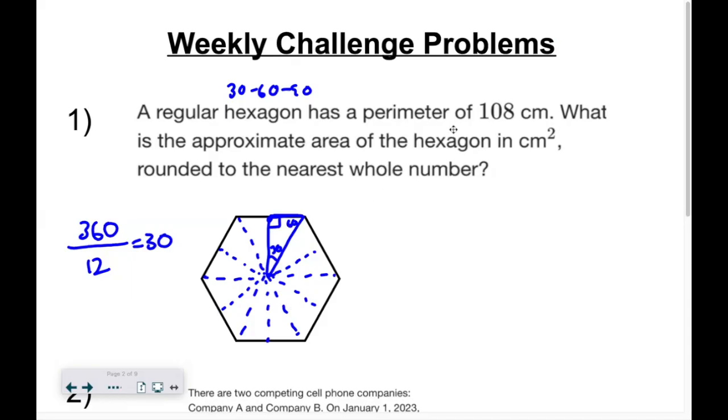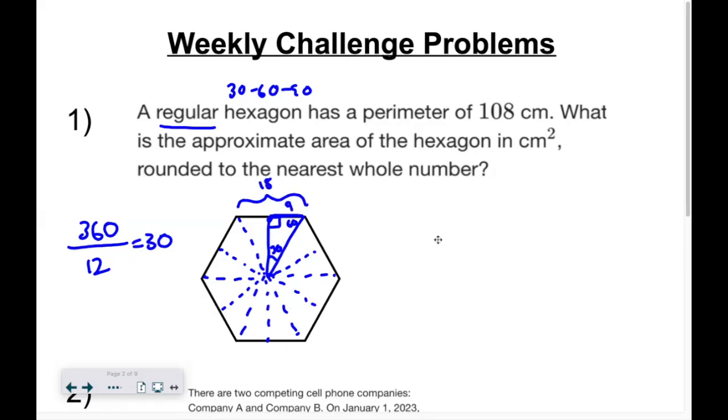Then I say, okay, the whole thing has a perimeter of 108. It's regular, which means all the sides are congruent. And 108 divided by 6 is 18. So this whole side is 18, which makes this part of the triangle 9.